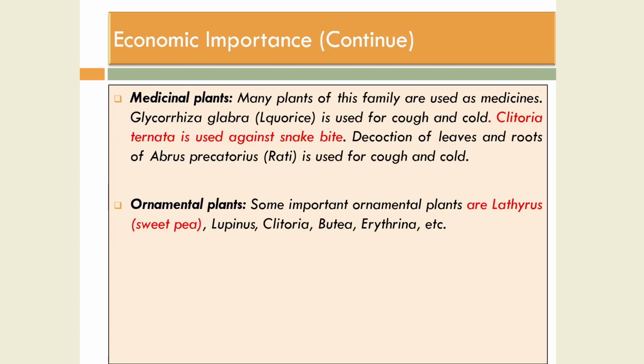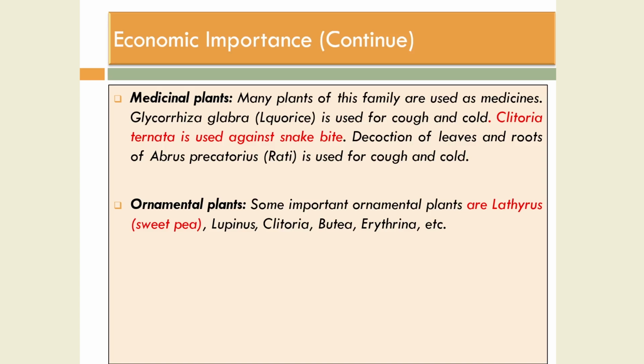Besides this, the family also yields some medicinal plants, like Glycyrrhiza glabra, that is liquorice, used for cough and cold. Then Clitoria ternatea is used for snake bite. Then a decoction of the leaves or root of Abrus precatorius is used for cough and cold. And besides this, many plants of this family are used as ornamentals, like Lathyrus, which is called sweet pea, Lupinus, Crotalaria, Butea, and others. So a number of plants are used as ornamental plants. These are some of the economic importance of this family, Papilionaceae.